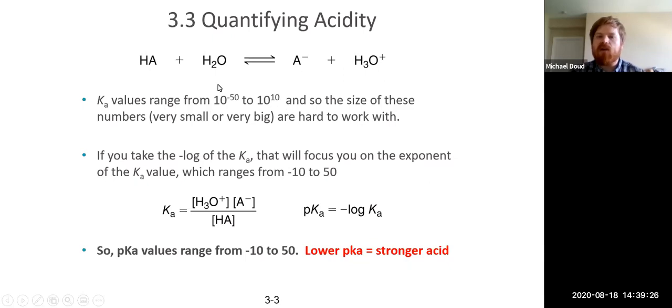So if the Ka values range from negative 50 to 10, that means that pKa values will range from negative 10 to 50. And the lower the number, so the more negative it is, the stronger the acid is going to be. So negative 10 is a stronger acid than negative 9. 10 to the 0 would be stronger than 1, et cetera. So the lower that pKa is, the stronger the acid is going to be.